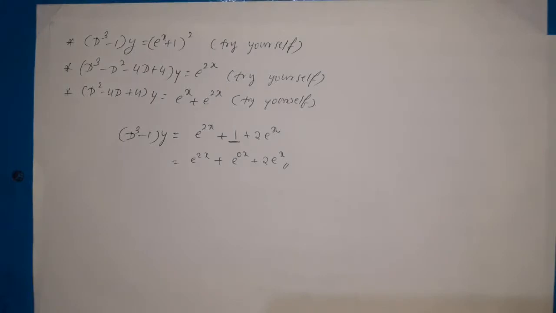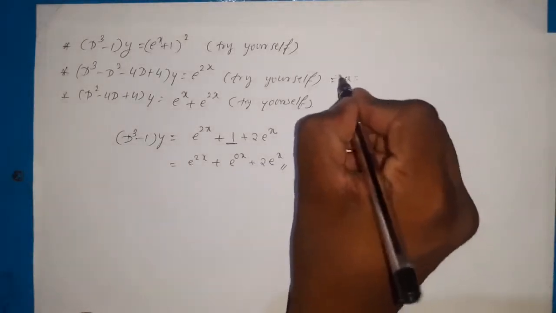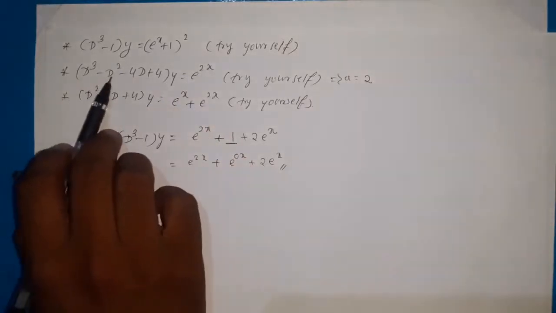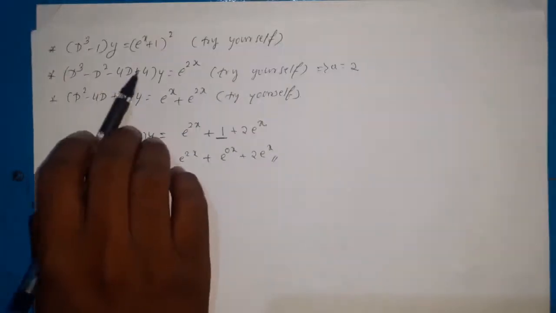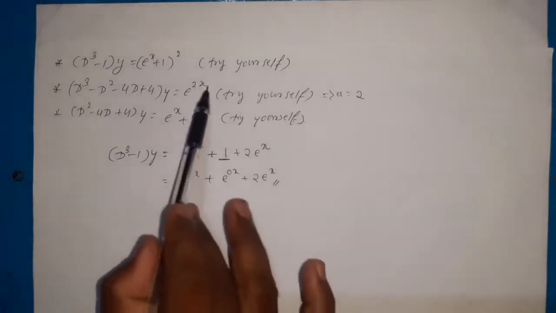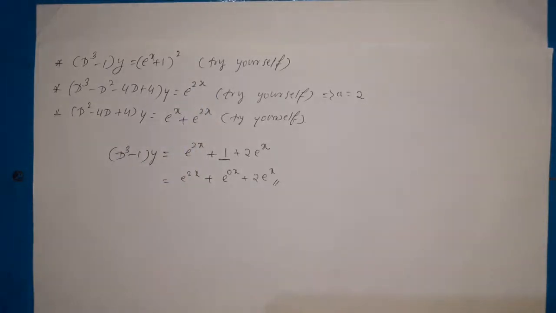And the second example is D cube minus D square minus 4D plus 4 into y is equal to e power 2x. For this one a is equal to 2 on the RHS, and D cube minus D square minus 4D plus 4 is a cubic equation. Then solve by synthetic division and find the 3 roots of that equation. By using all the 3 roots, write the complementary function and then go for the particular integral. Here no problem, only one function is there, then it is the 1 by f of D into e power ax form.